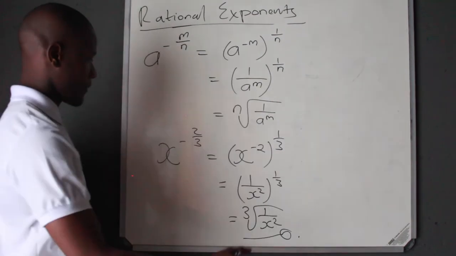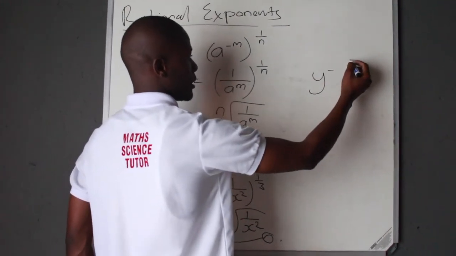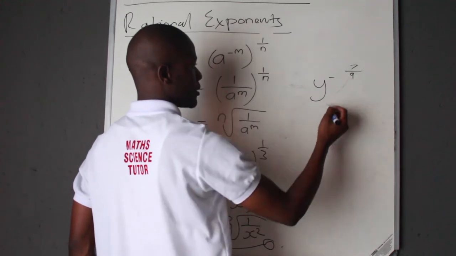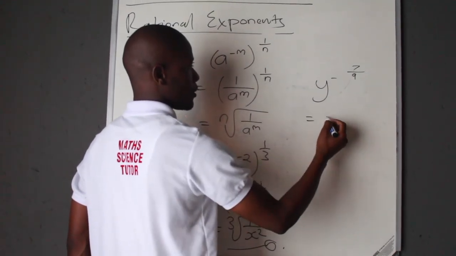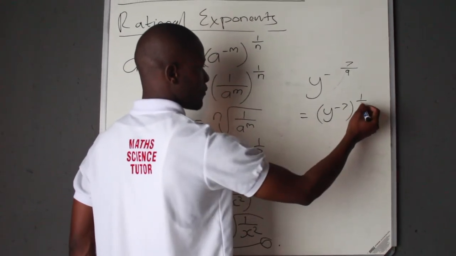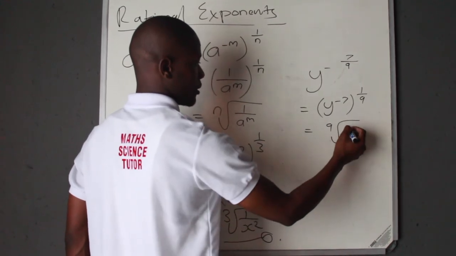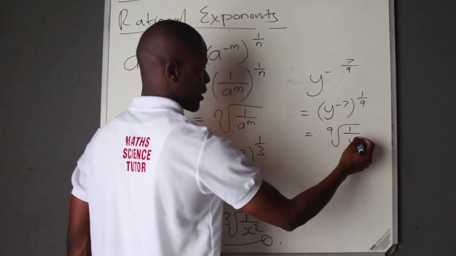So if we have y to the power negative 7 over 9, it is equal to y to the power negative 7 all raised to the power 1 over 9, which is the 9th root of 1 over y to the power 7.